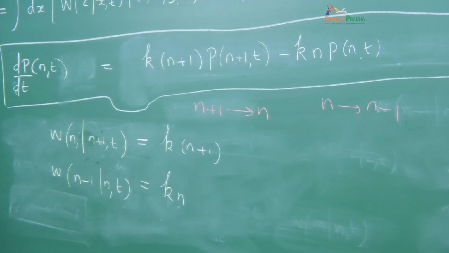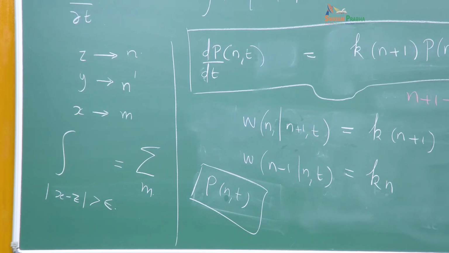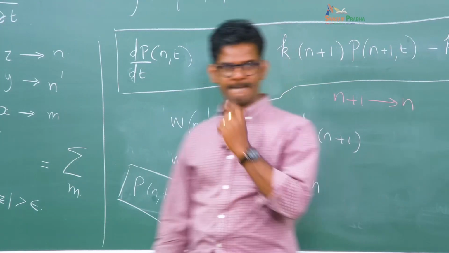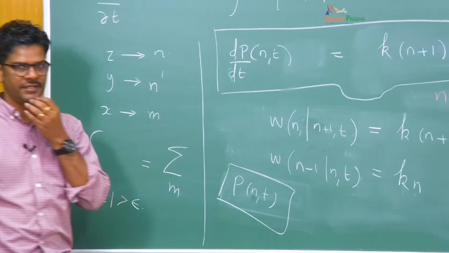What you want is to solve this and get P of n comma t. What is P of n comma t? This tells you the probability of finding n, where n is the number of molecules of A, as a function of time. So we want to solve this to get this. Any ideas?